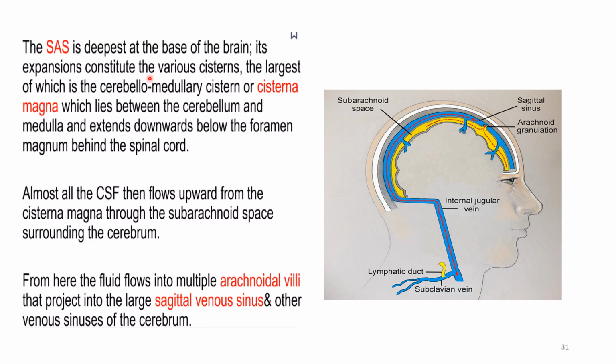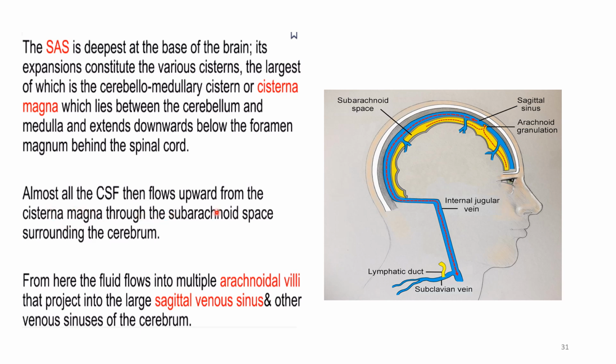Next, the subarachnoid space is deepest in the base of the brain. Its expansions constitute the various cisterns, the largest of which is the cerebellomedullary cistern or cisterna magna, which lies between the cerebellum and the medulla and extends downwards below the foramen magnum behind the spinal cord. So the deepest part of the subarachnoid space is the cisterna magna. It lies behind the spinal cord.